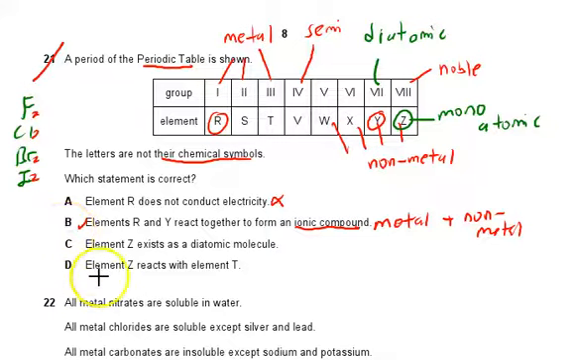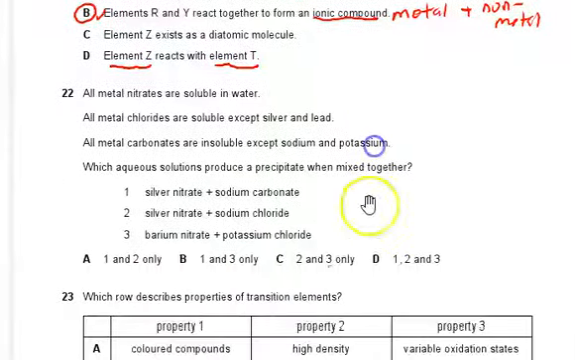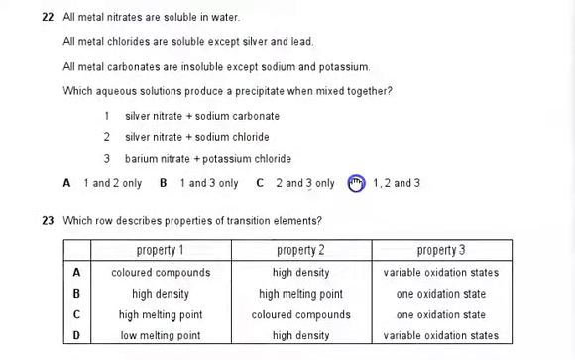Okay, now look at D. Element Z reacts with the element T. So element Z does not react. They are inert. So your best answer here will be B. Okay, now let us look at number 22.